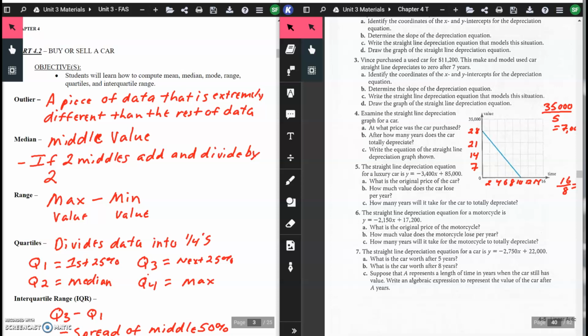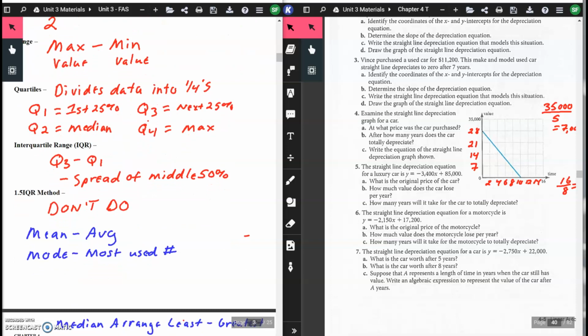We have quartiles. These divide the data into 4 parts. Okay, we have quartile 1, which is your first 25%. Quartile 2 is your median number. Quartile 3 is your next 25%. And quartile 4 is your max value. We'll do some examples with that shortly. We have interquartile range. This is Q3 or quartile 3 minus quartile 1. Okay, this is the spread of the middle 50%.